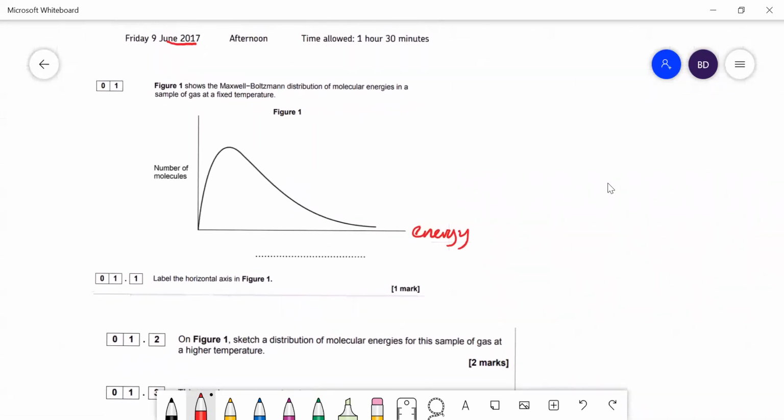Sketch a distribution of molecular energies for the sample of a gas at a higher temperature. Right, so at a higher temperature, this peak has got to shift that way because the average energy of the molecules is going to increase, but we've also got to make sure that that peak is lower, and the reason for that is the area under the peak is proportional to the number of molecules, and the total number of molecules is not changing. So for the 2 marks there, you've got to have the peak shifting to the right, and it's also got to be lower.